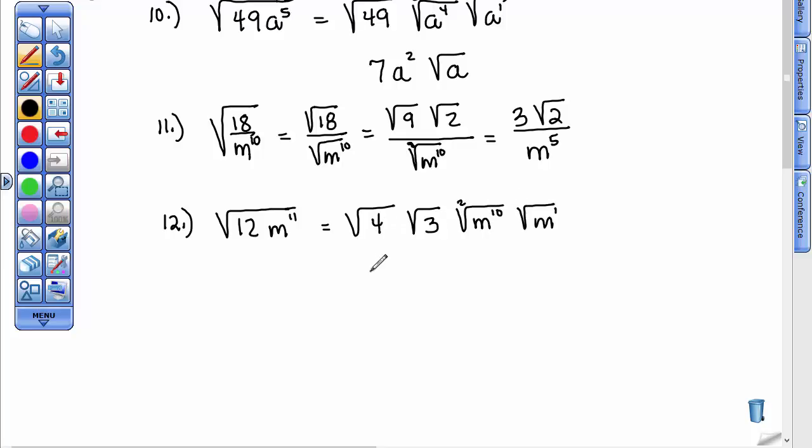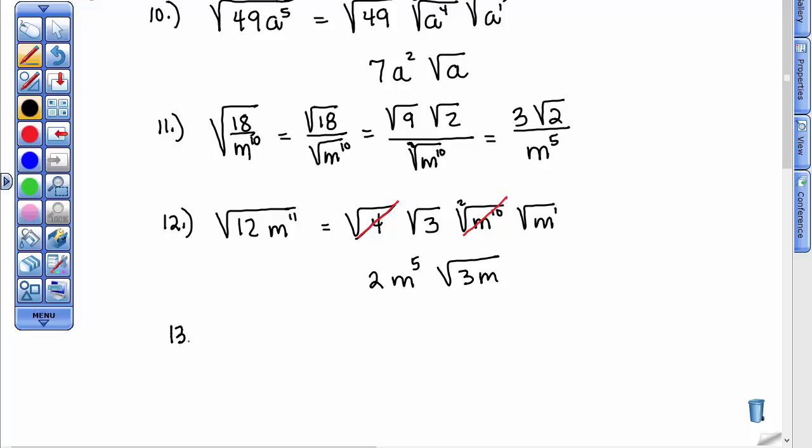So here, the square root of 4 is 2. What I like to do sometimes is cross this off when I've dealt with it. So the square root of 4 is 2. The square root of m to the 10th is m to the 5th. And then see this square root of 3 and this m? It's got to stay under a radical.